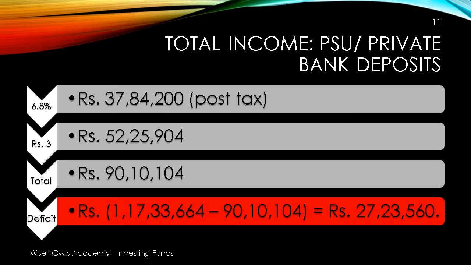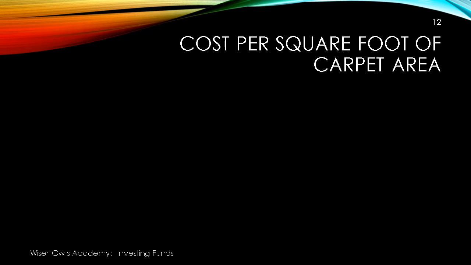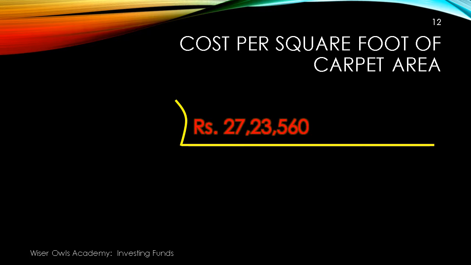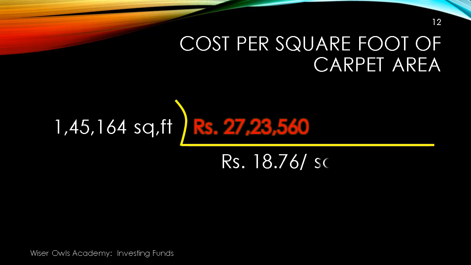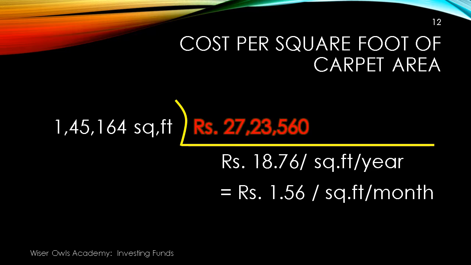How do these numbers affect us at the individual level? We shall just take a quick look. If we are to calculate the cost per square foot, our deficit of 27 lakhs and 23,560 rupees when it is shared equally by a floor carpet area of 1,45,164 square feet, which is the total carpet area for 265 flats, comes to 18 rupees and 76 paisa per square foot of carpet area per year, or roughly 1.5 rupees, a little more than 1.5 rupees per square foot per month.